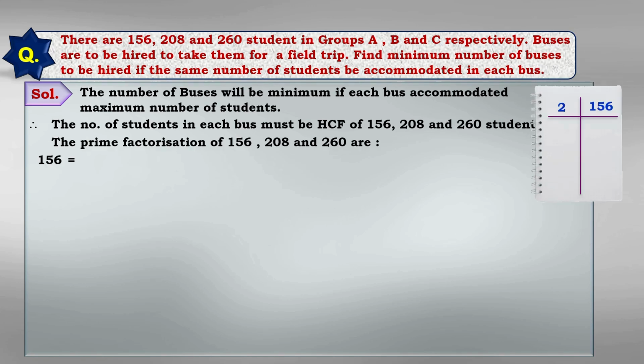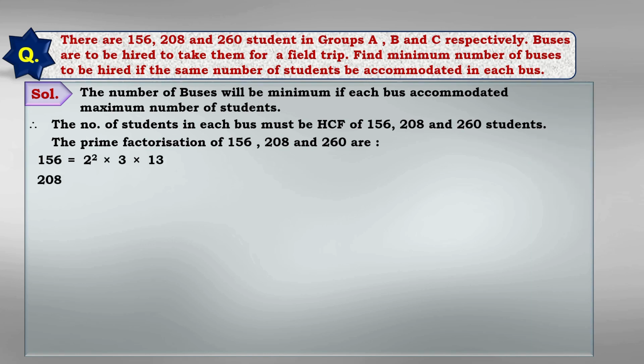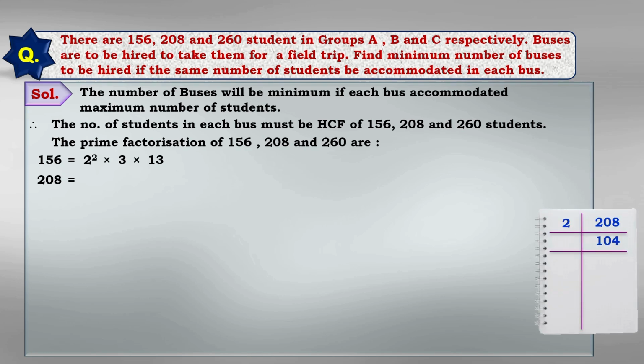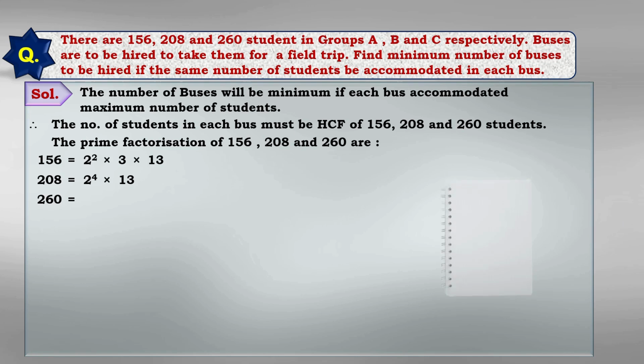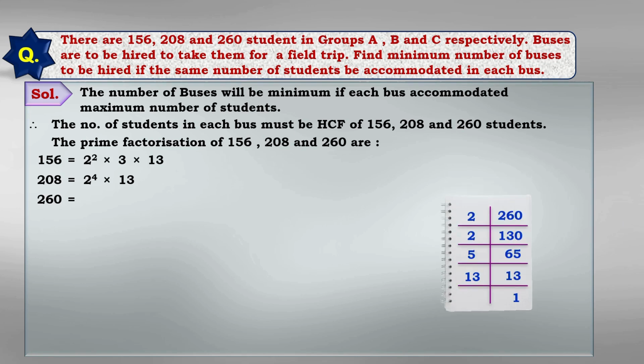So now let's do the prime factorization. So 156 means, let's do the prime factorization over here. So that is 2 square into 3 into 13. Now 208, let us do the prime factorization. So that is 2 to the power 4 into 13. Now let's do 260. So which is coming 2 to the power 2 into 5 into 13.